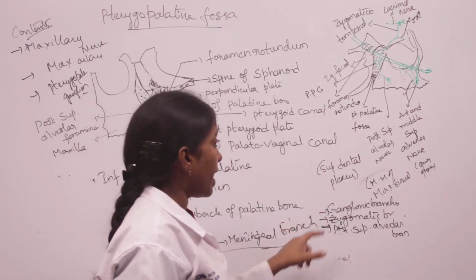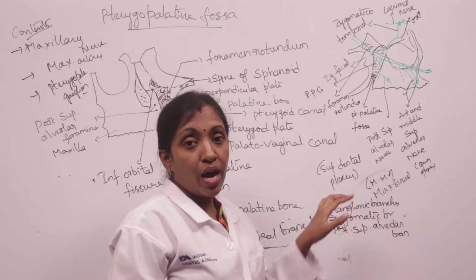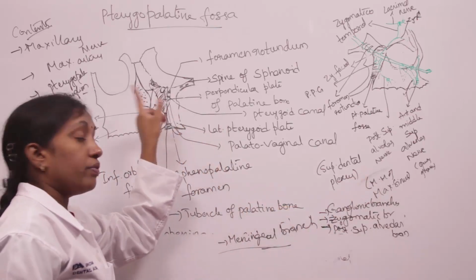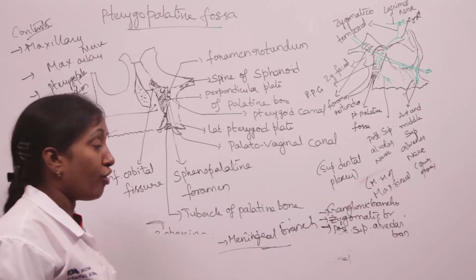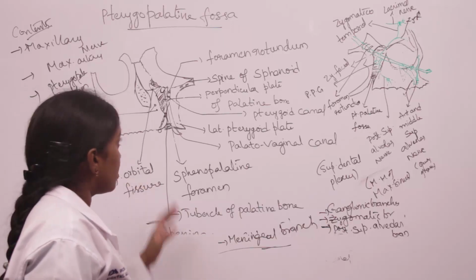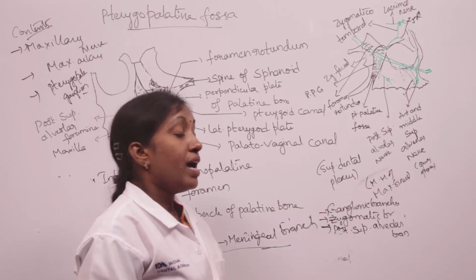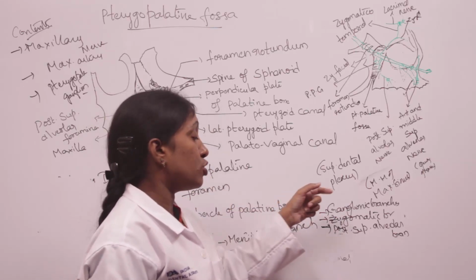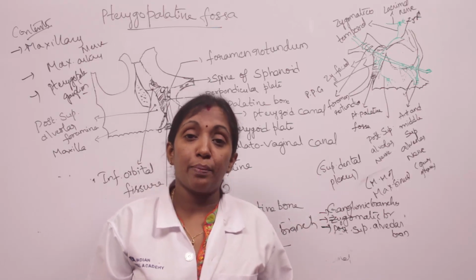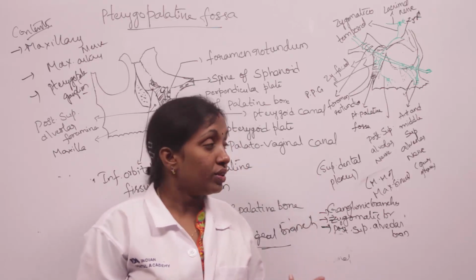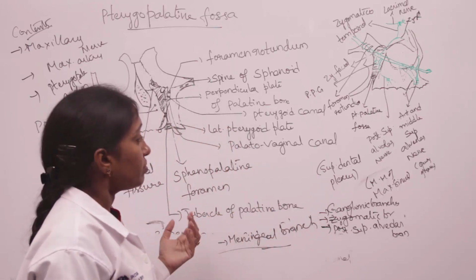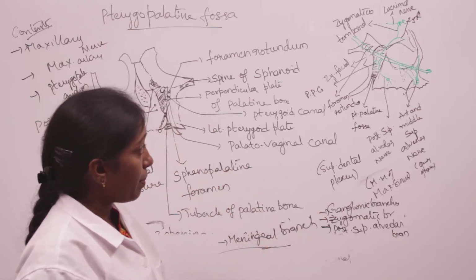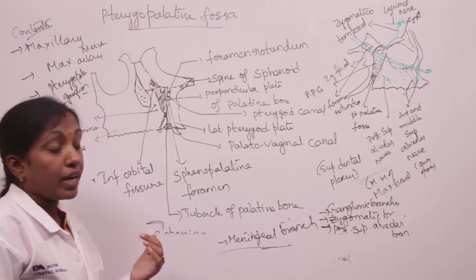And the third branch is the posterior superior alveolar nerve. It passes through 2 to 3 foramina which are present on the posterior surface of the body of the maxilla, and it supplies the mucous membrane of the maxillary sinus and partly participates in the superior dental plexus, and also it supplies the mucous membrane of the molar tooth as well as the adjoining gum.